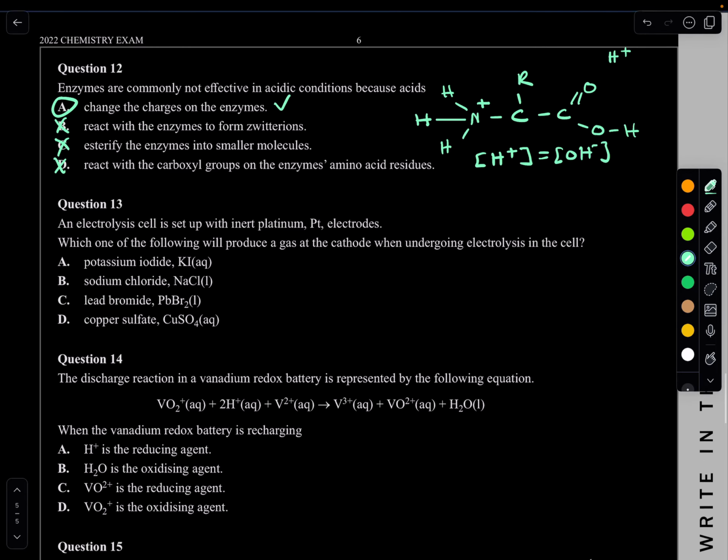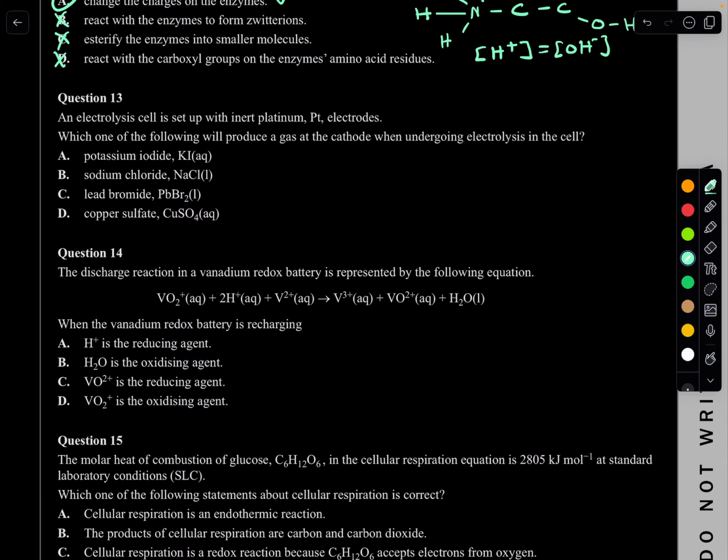Nice. Question 13. An electrolysis cell is set up with an inert platinum electrode. Which of the following will produce a gas at the cathode when undergoing electrolysis in the cell? So we want the cathode, where reduction occurs. Easy. Let's look at the first one. We can see that it's potassium iodide in its aqueous state. Remember, if it's aqueous, we're going to have water, K plus ions and iodide ions.